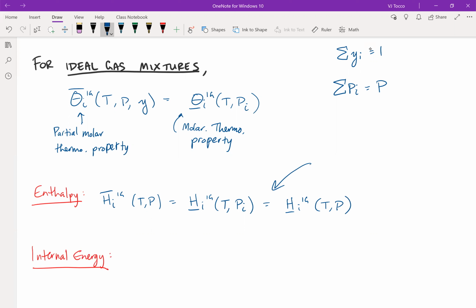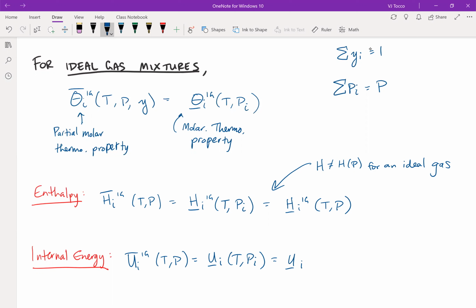And we say that this relationship is because H is not H of P for an ideal gas. So it does not matter which pressure we use there. We could have kept it as partial pressure. It does not matter. Same thing for internal energy. Partial molar internal energy of component i in the ideal state as a function of T and P is equal to the molar internal energy as a function of temperature and partial pressure, which is equal to the molar internal energy as a function of temperature and pressure for the same reason. So U is not a function of P for an ideal gas either.